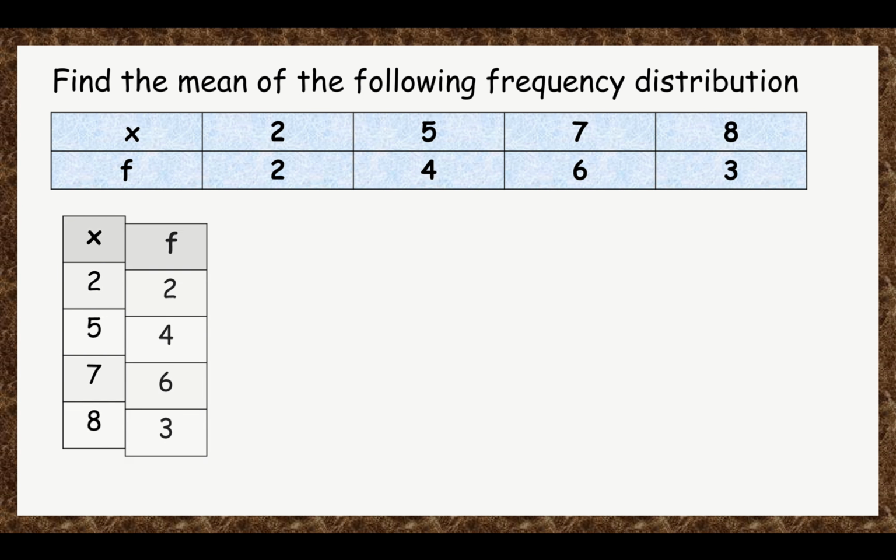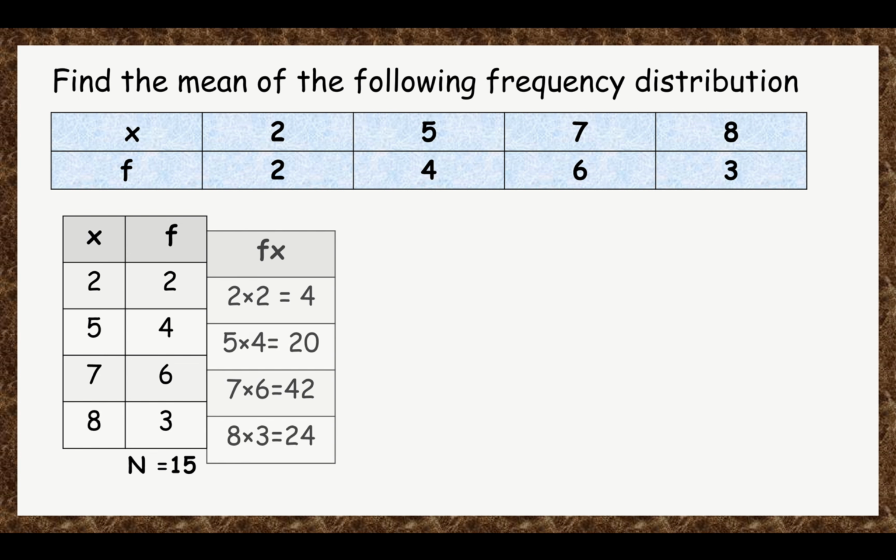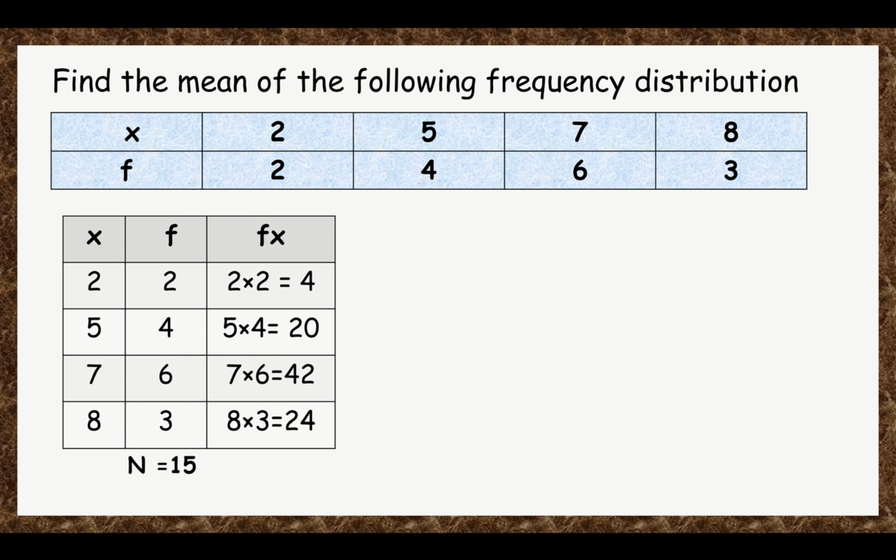First take X column. Next consider the frequency column. Add all the observations. This can be represented as sigma F or capital N. So here if you add the frequencies, you will get capital N is equal to 15. Now we are going to create a new column called Fx, where you need to multiply X and F columns. 2 into 2, 4, 5 into 4, 20, 7 into 6, 42, 8 into 3, 24.